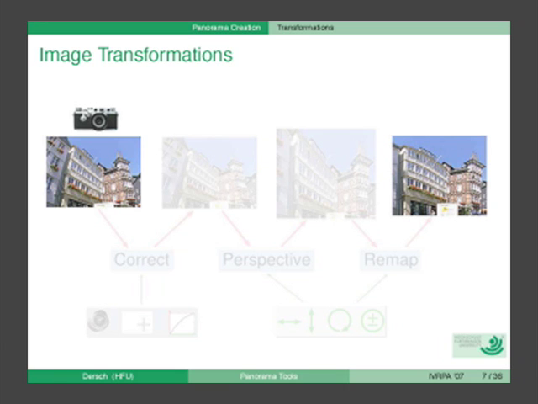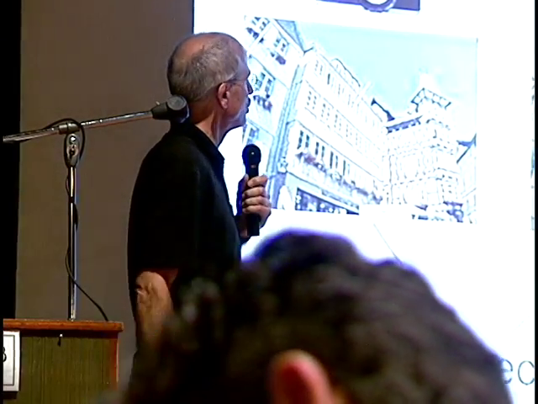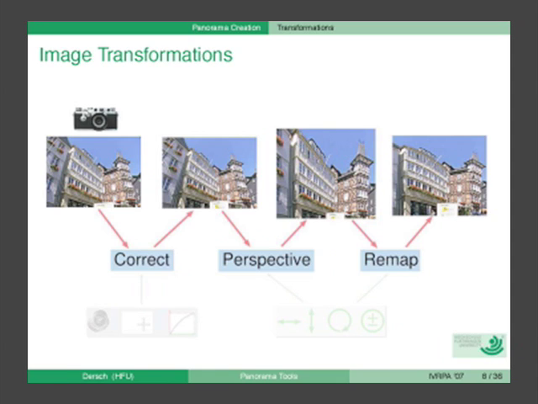Now, to insert this image into the panoramic image, we have to apply a series of image transformations, which are shown here. We have to correct the image, that is, remove lens distortions and other image errors. Then we have to apply a perspective transformation, like here, and then remap the final image to one of the projections mentioned previously. Correct, Perspective, Remap, this was the name of the first set of panorama tools. Those were our Photoshop plugins. There's a fourth one, Adjust, and those were published in 1998.